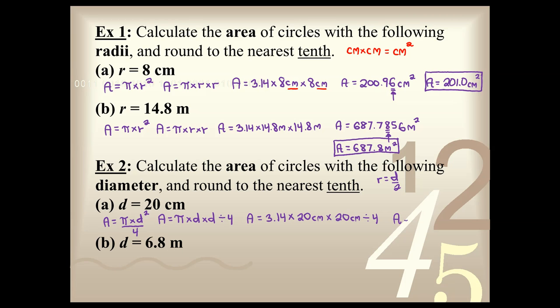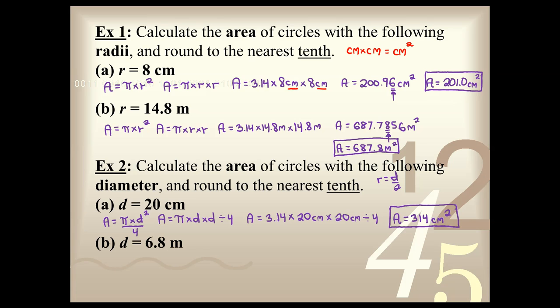And now we get an area, and let's get an unrounded answer first. So we'd have 3.14 times 20 times 20 divided by 4. And it turns out this gives me a really nice number. This gives me a whole number. So it gives me 314 square centimeters right on the dot. Because it's a whole number, there's really no reason to express it to the nearest tenth.